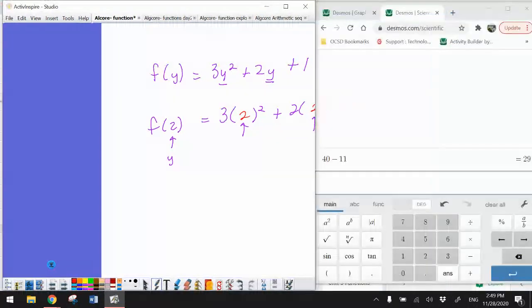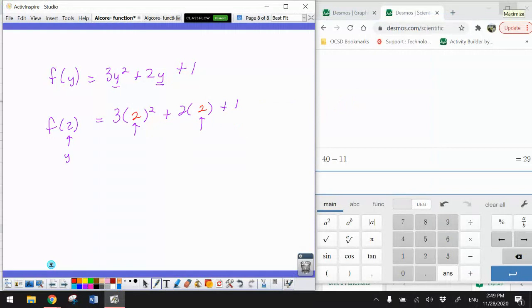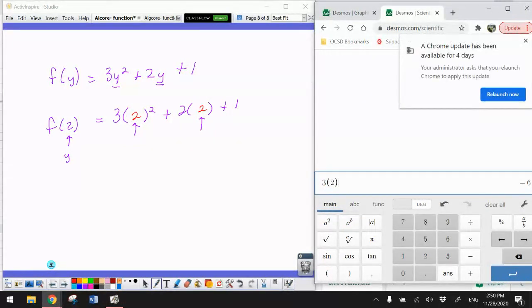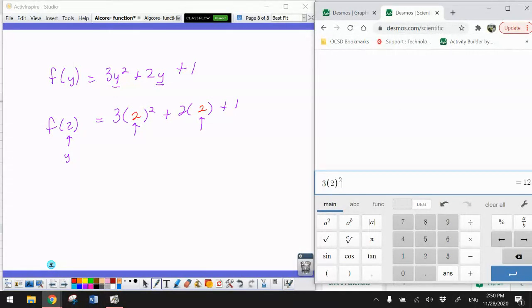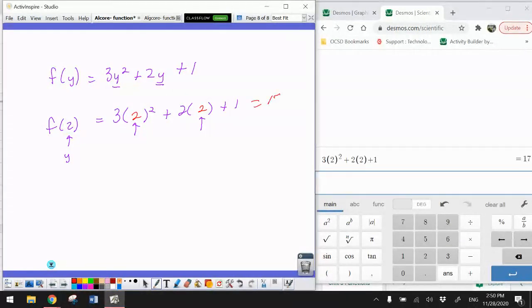Okay, so this is a very good calculator problem, and I'm going to put it in just like I see it. So I'm going to start with a 3, a parenthesis, a 2, a parenthesis, and then I have to use my power, and I see I have a squared button here. So I'm going to go ahead and hit the squared button, and I'm going to move over, and then plus 2, parenthesis 2, and move over, and plus 1. And I've got my answer, which is 17.